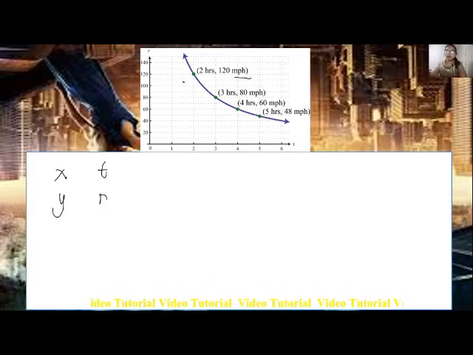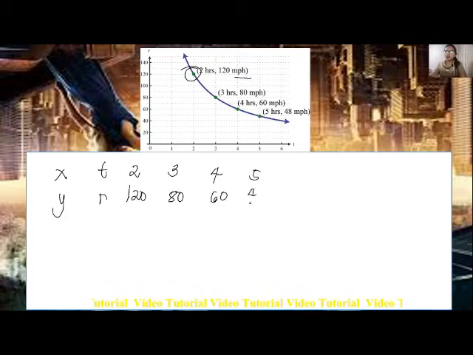So let's list down beginning with the point on the left side. So we have 2 hours, 120 miles per hour. If it's 3 hours, 80 miles per hour, 4 is 60, and then 5 is 48. So for the values on the t or the time, it's increasing. And then for the values of r or the speed, it's decreasing. So definitely this might be an inverse variation, since we have here a curved line. That is the usual graph for inverse variation.